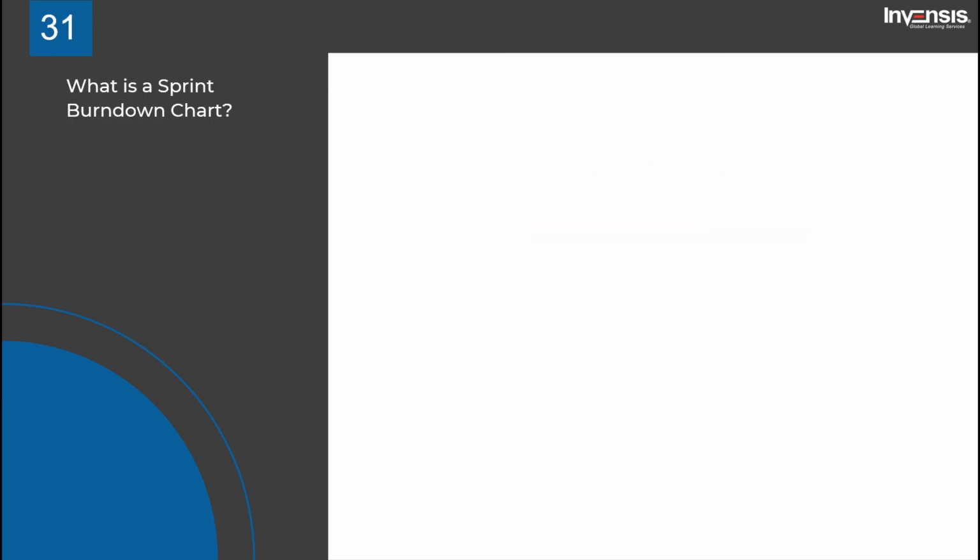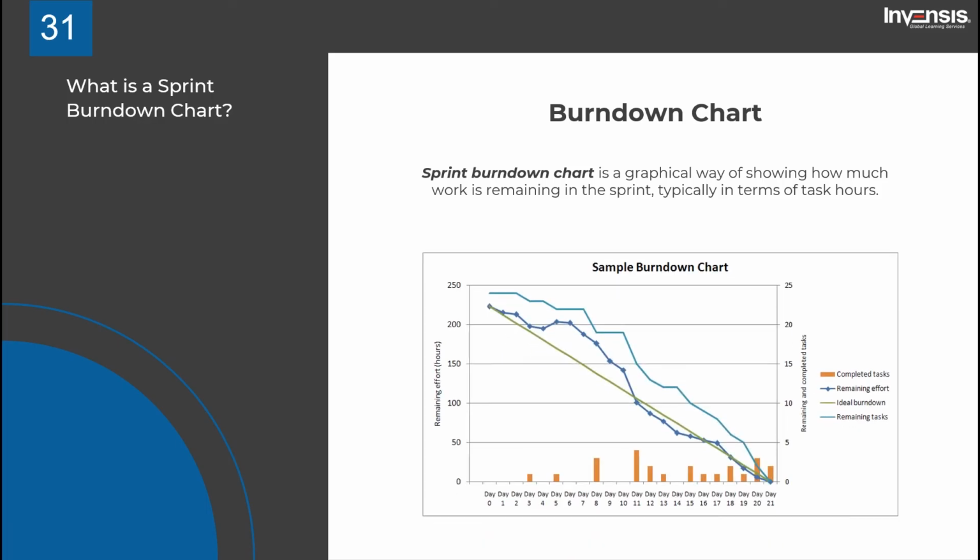What is a sprint burndown chart? Apart from the 3 artifacts that we discussed in the previous questions, there is another one called the sprint burndown chart. It is a graphical way of showing how much work is remaining in the sprint, typically in terms of task hours. A sprint burndown chart is not an official Scrum artifact, but many teams use it. They use it to communicate and track progress toward the sprint goal during the sprint. It is typically updated during the daily Scrum meeting.